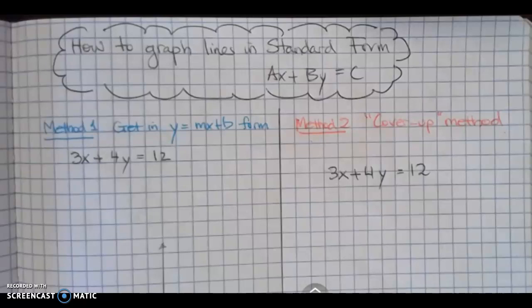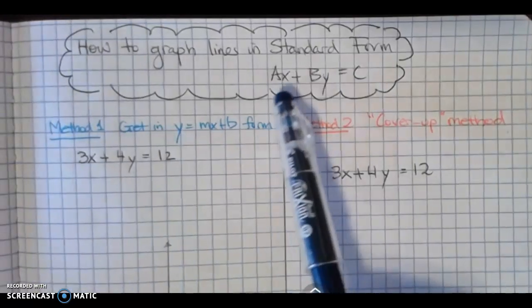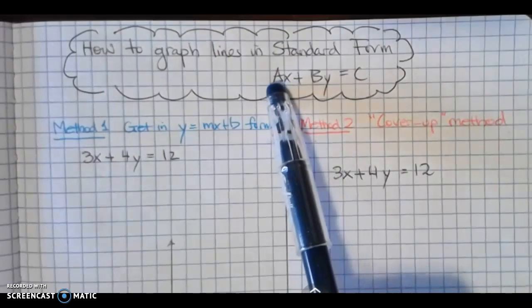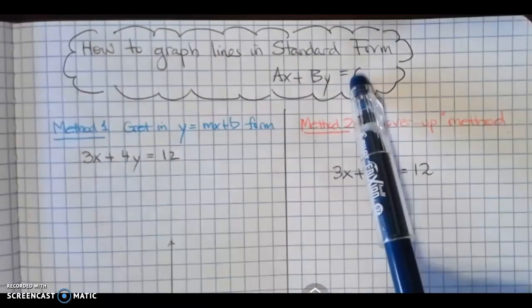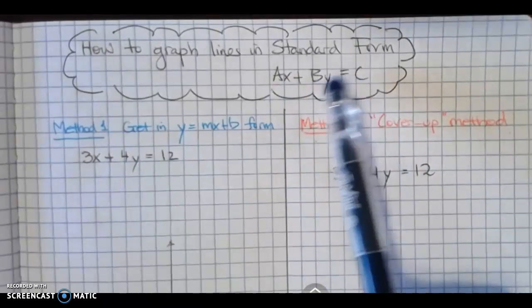Hello everyone, this is the second lesson recording for week 4 of distance learning IM1, and we're going to learn about how to graph lines in standard form. What is standard form? That's when the equation of the line is written as ax plus by is equal to c, where a, b, and c are just some numbers.